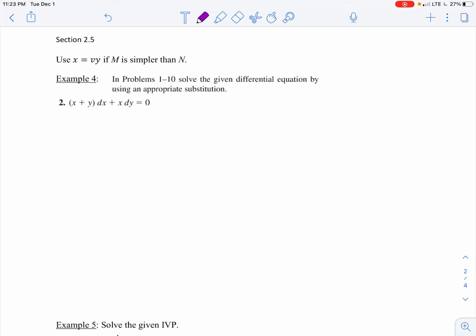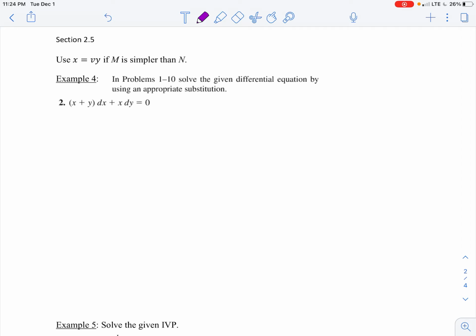Hi, welcome back to example 4. And we're going to work on this differential equation. And we're going to do it by using the appropriate substitution. So one thing is that this is in the form of an exact equation. And if I check the M and the N, this is actually an exact equation. But because we want to see the substitution methods, we're going to solve this using a u substitution.